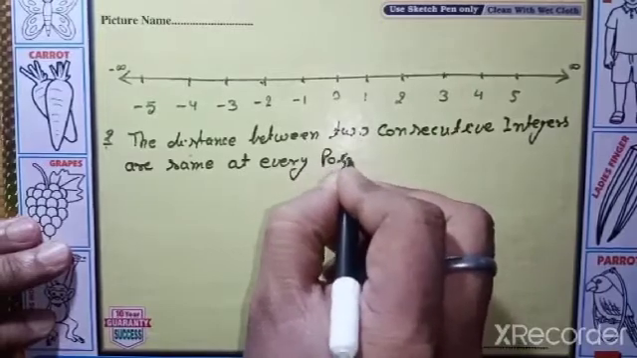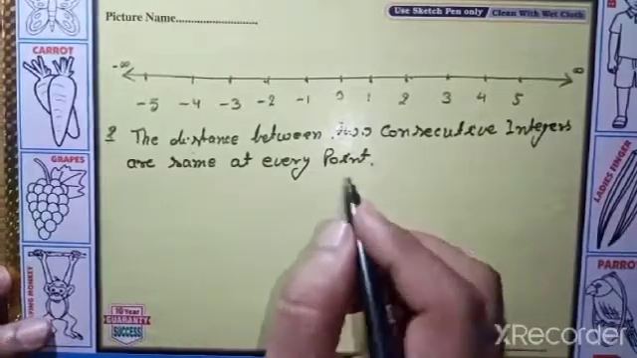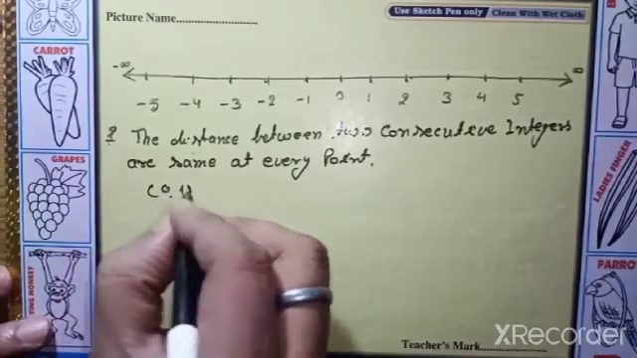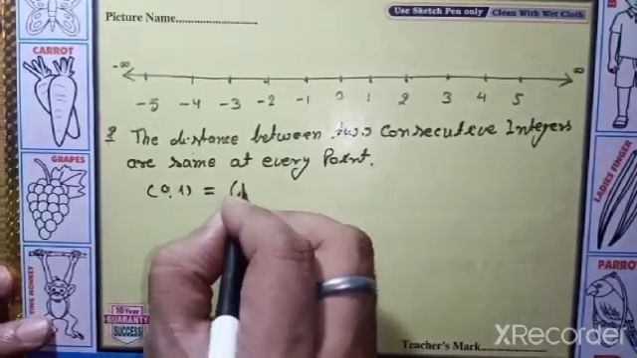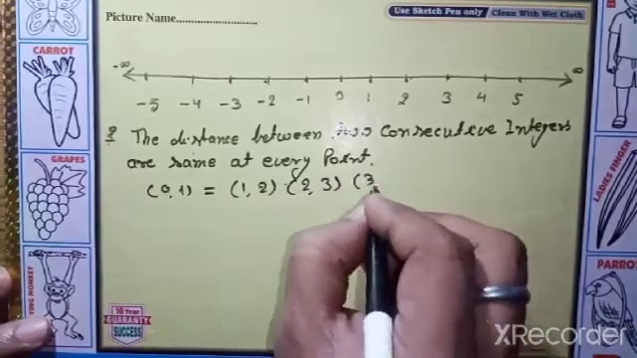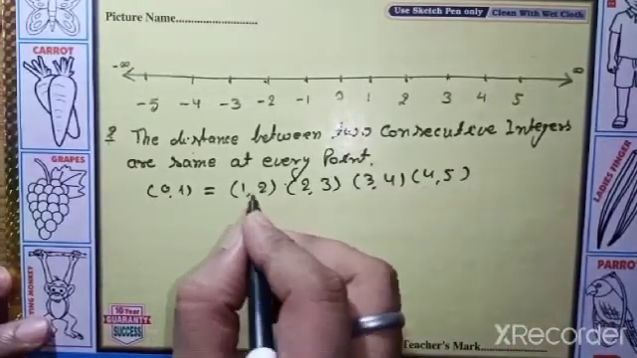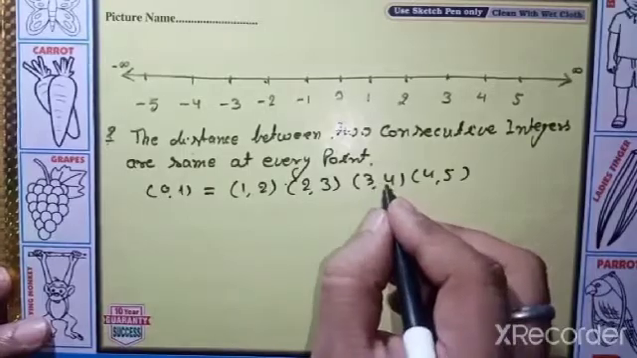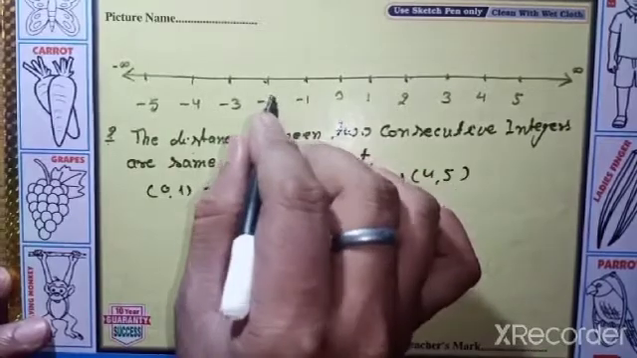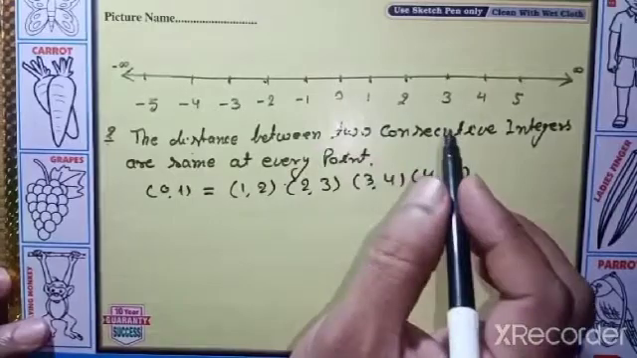The distance between two consecutive integers is the same at every point. Means the distance between 0 and 1, 1 and 2, 2 and 3, 3 and 4, 4 and 5. The distance between 1 and 2 equals that between 2 and 3, equals 3 and 4, equals 4 and 5, equals 0 and -1, -1 and -2, -2 and -3. Means the distance between two consecutive integers is the same at every point.